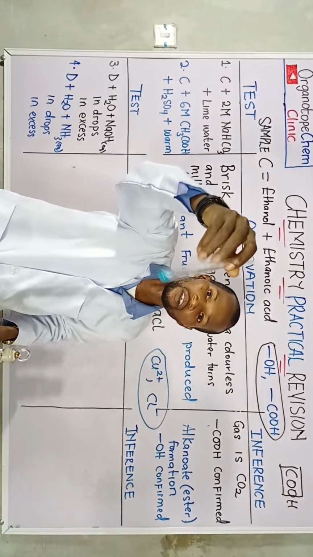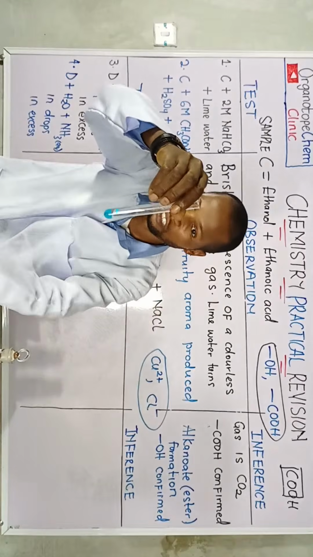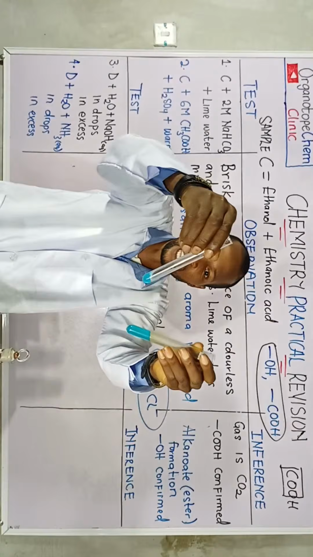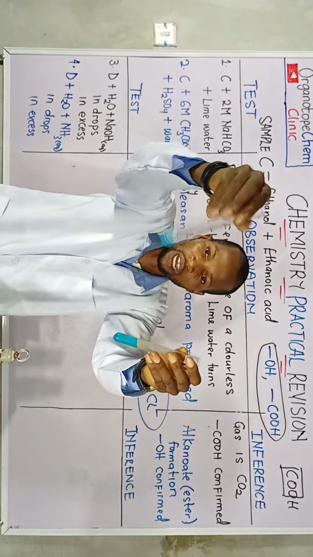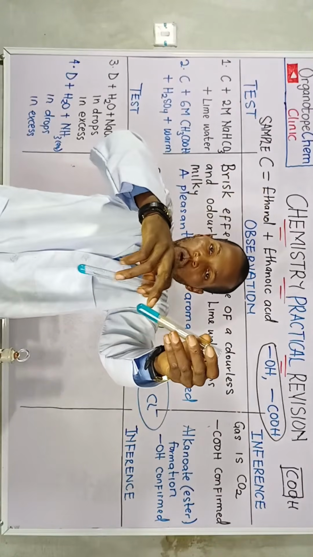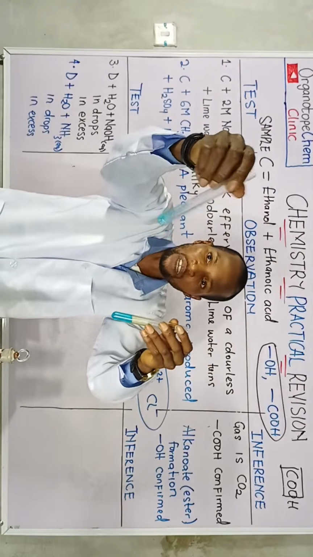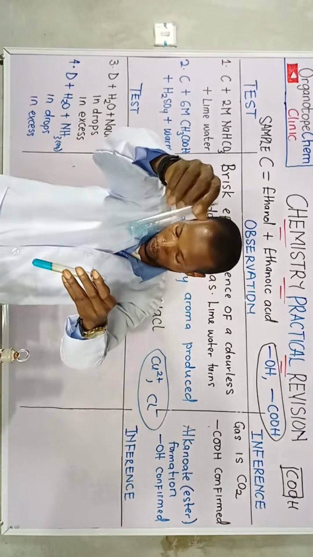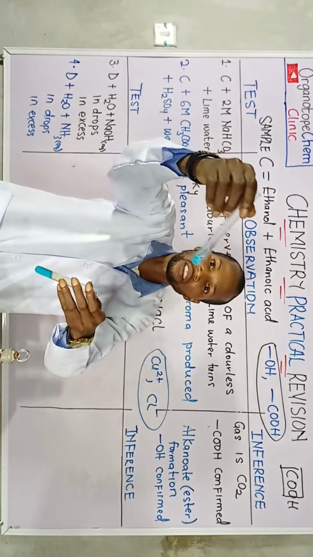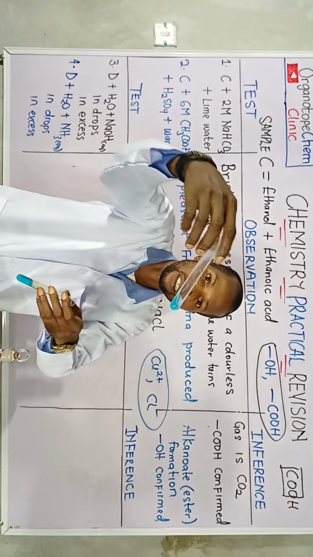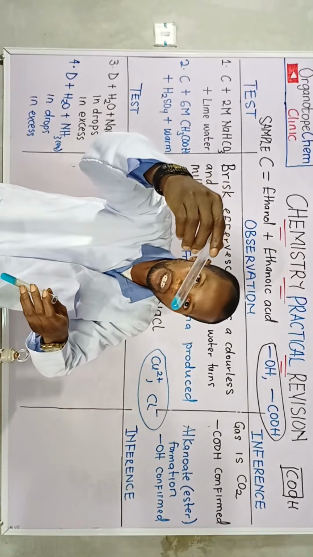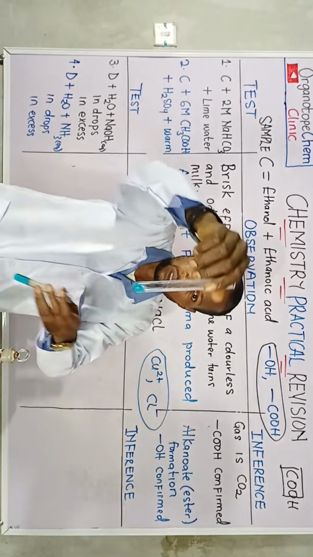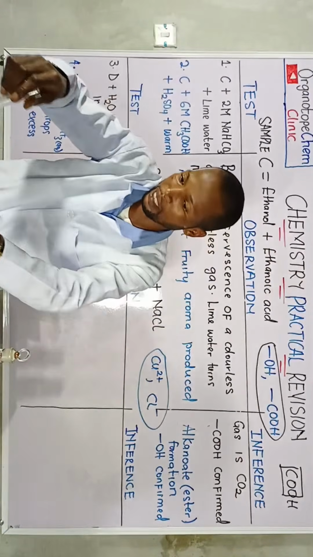What can we observe? Can you see the color has changed slightly? Which one is lighter? This one is lighter compared to what we had initially. So we have a light blue color right here. We have a light blue precipitate, okay? It is slightly cloudy, that's why I'm calling it a precipitate. So it is light blue that we are having right here.